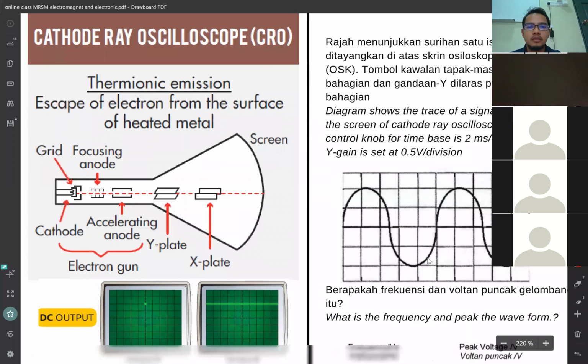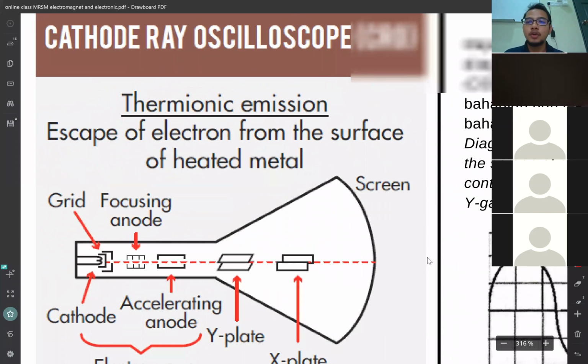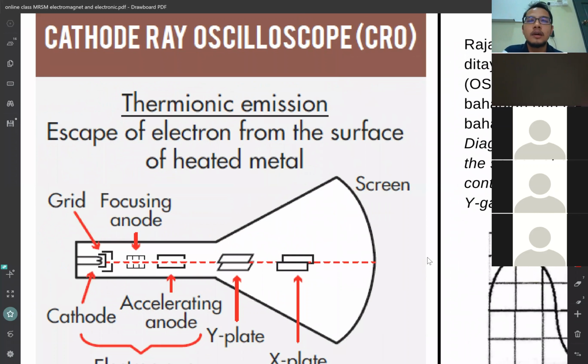Cathode ray oscilloscope. Okay, this topic, electronic, has 4 subtopics. The first subtopic is you learn about cathode ray oscilloscope, CRO, or in Malay, they write oscilloscope sinar kathod. The next one is you need to understand semiconductor.